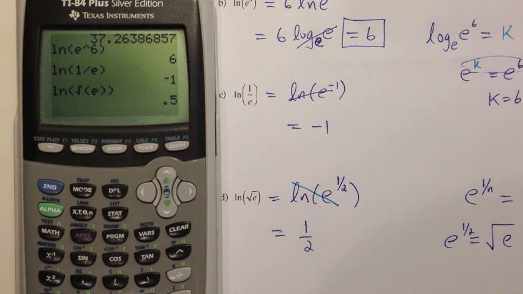So again, the way we really want to do it is realizing that the natural log will cancel out with a base e, just leaving us with the exponent. That's the inverse nature of logarithms and exponential functions. But we can verify those on the calculator since the natural log is one that can be entered in.